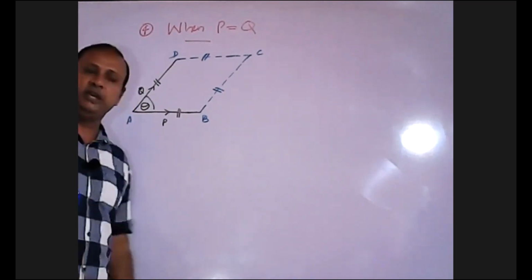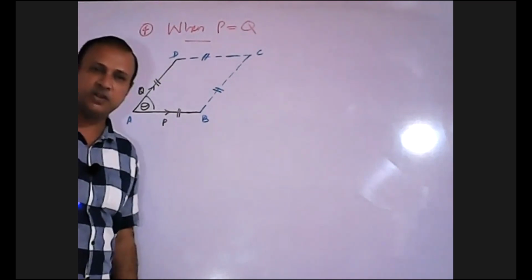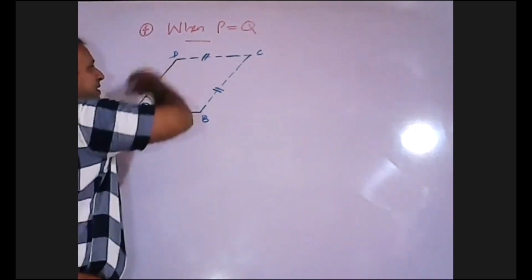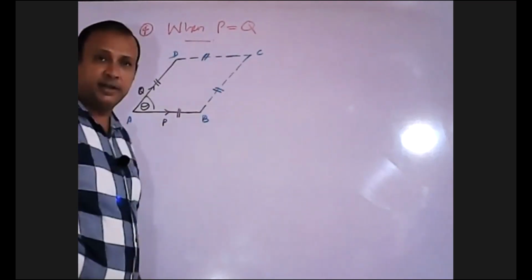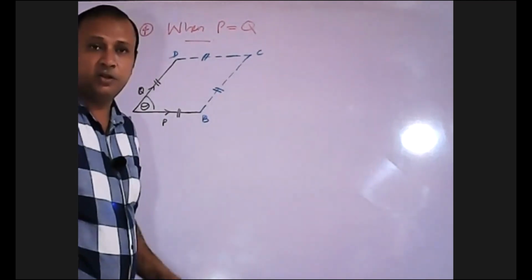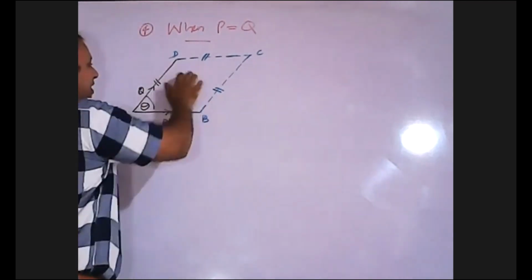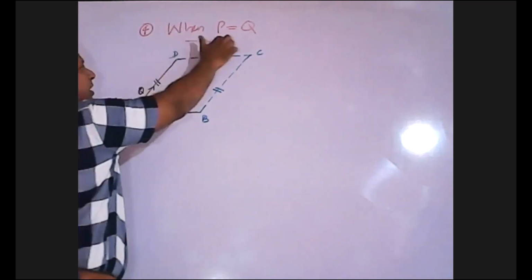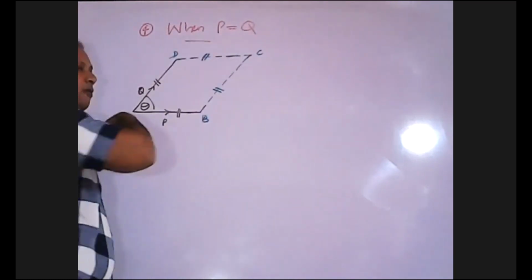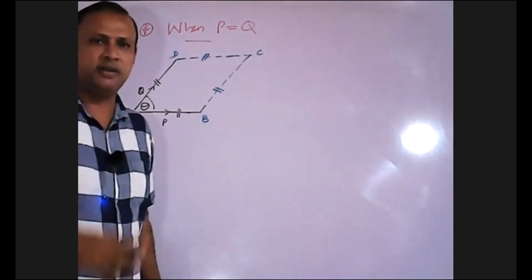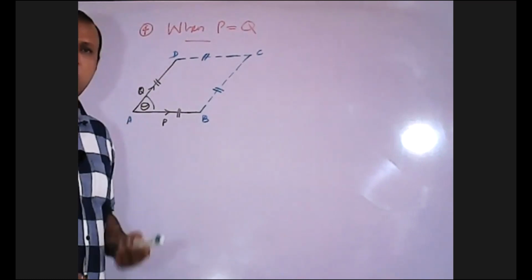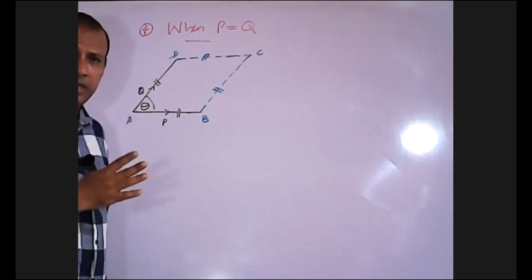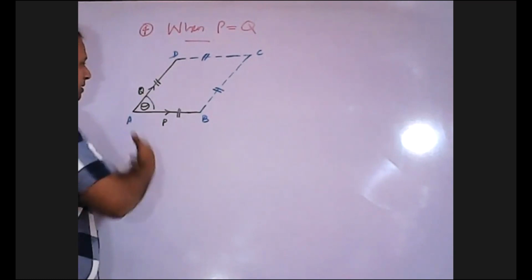Therefore, this should be a rhombus, because the sides of this parallelogram are equal to each other. Therefore, this kind of parallelogram is a rhombus. Therefore, when P equal Q, we will have a rhombus. This is a very important theory. When P equal Q, we will have a rhombus.